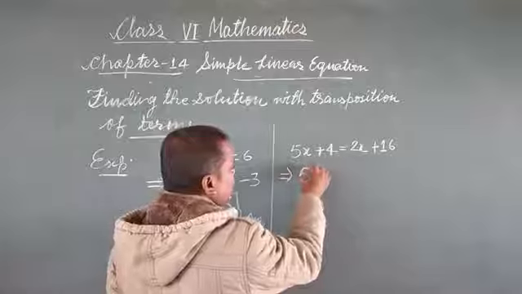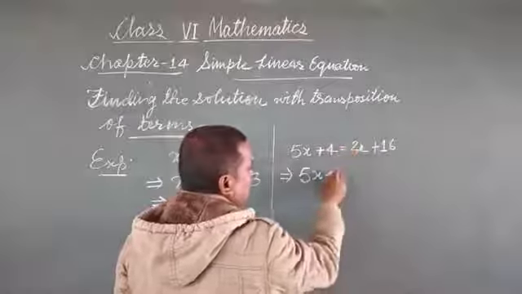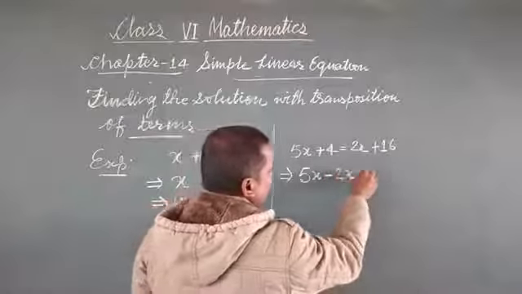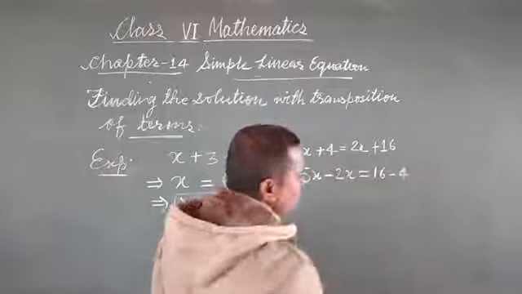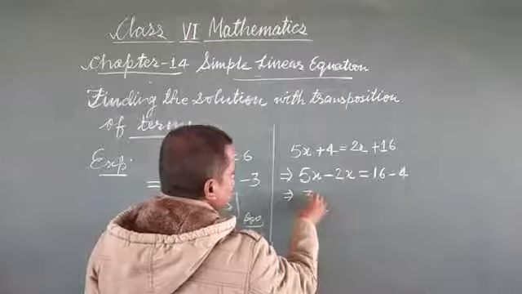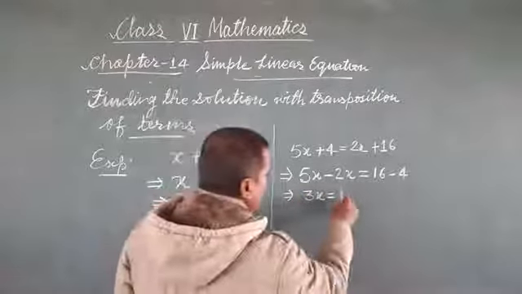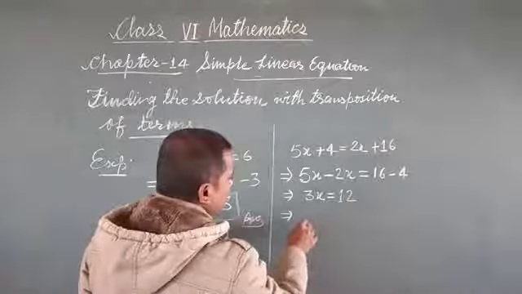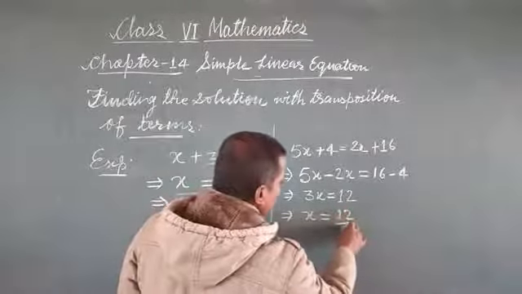So in the next step I will write 5x minus 2x is equal to 16 minus 4. Here is a plus sign, so if it comes this side, it will be minus. And there we saw, 5x minus 2x is equal to 3x and 16 minus 4 is equal to 12. And from here, x is equal to 12 divided by 3.